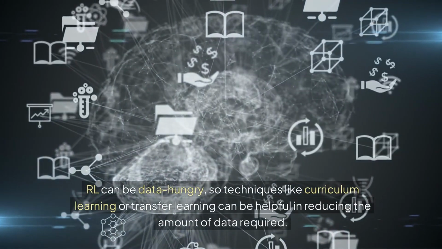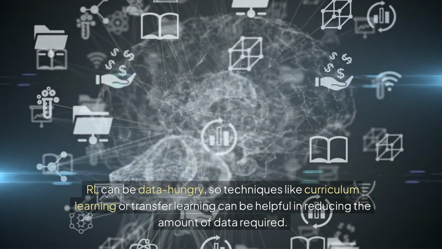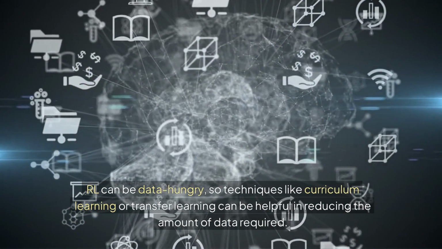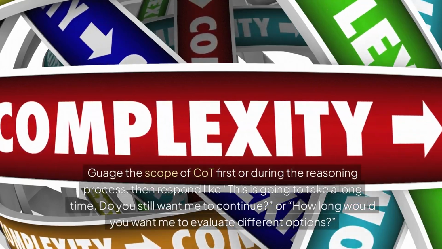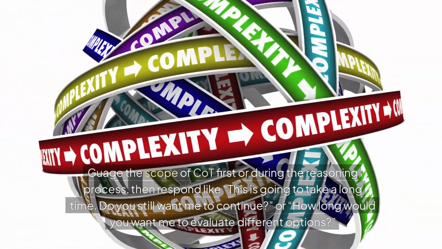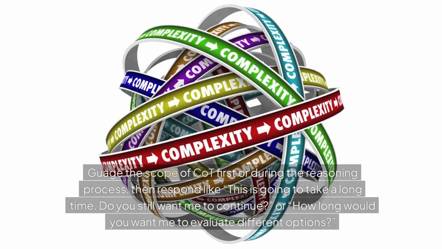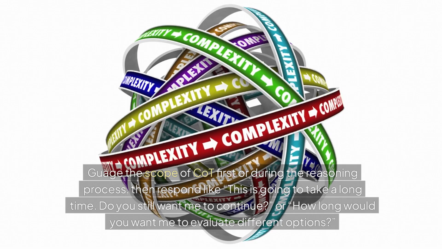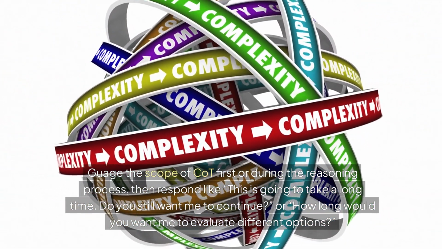RL can be data hungry, so techniques like curriculum learning or transfer learning can be helpful in reducing the amount of data required. Set a limit for a number of steps or execution time. Gauge the scope of CoT first or during the reasoning process, then respond like, "This is going to take a long time. Do you still want me to continue?" Or, "How long would you want me to evaluate different options?"